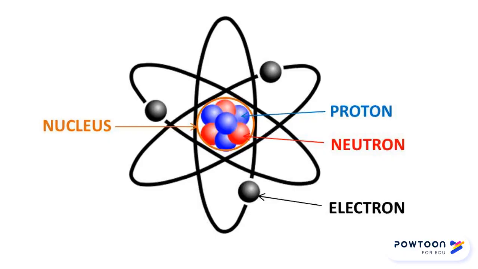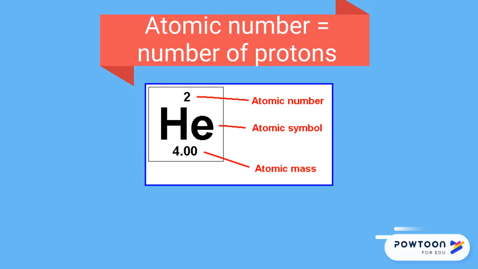The number of protons identifies the atom. If there are 6 protons in the atom, we can say with certainty that the atom is the element carbon. The number of protons is referred to as the atomic number. This is used to identify the atom and is also the basis for the arrangement of the periodic table.